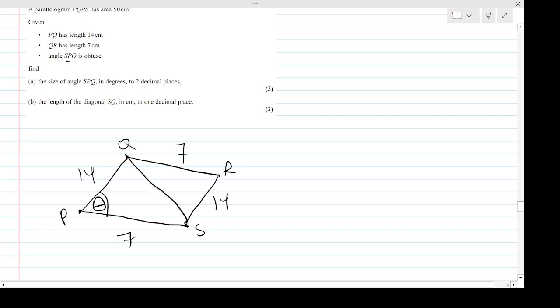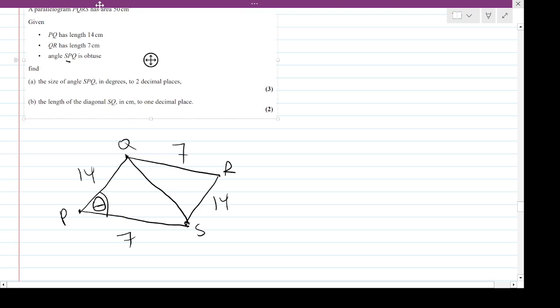Make that bit better. There we are. Okay, so we create two triangles like that. So now we've got a triangle here and a triangle there. But we're also given again the area of the parallelogram is 50. Now in this particular case, because all the sides are sort of the same, if we draw a diagonal, the triangles here are equal, so we can split the area into two. So then the area is 25 centimeters squared here and 25 centimeters squared there.